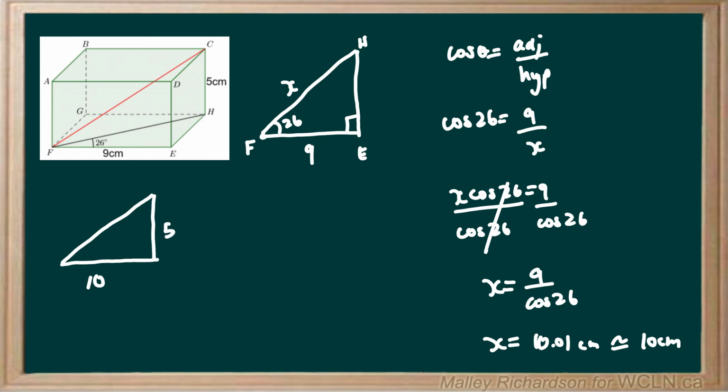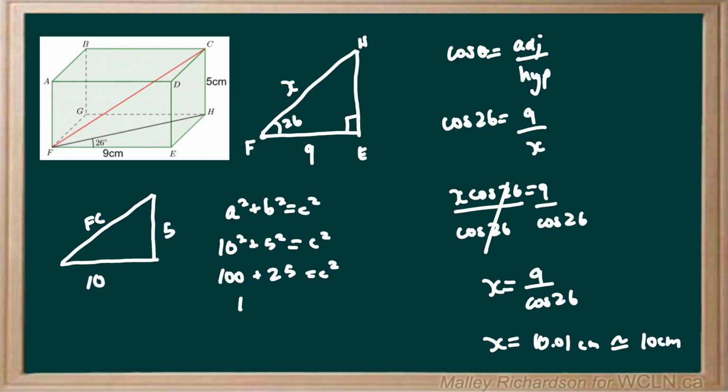Now we want to find the length of F to C. To do this, we can use Pythagorean theorem, which is a squared plus b squared equals c squared. C squared is always the longest length, which in this case is going to be FC. And then a and b can be 10 and 5. So we have 10 squared plus 5 squared equals c squared.